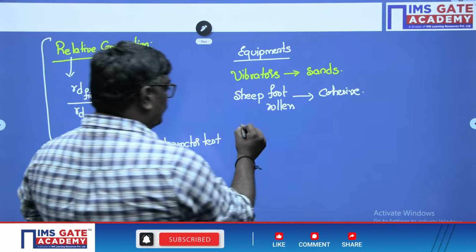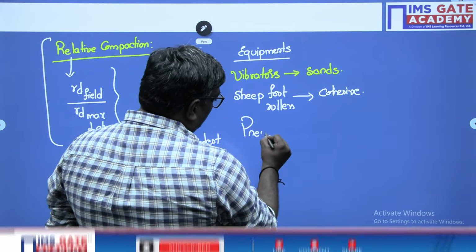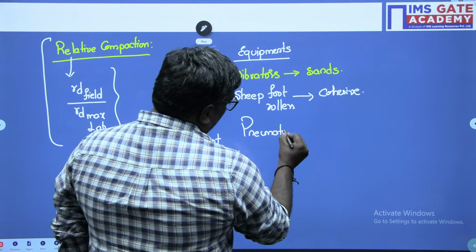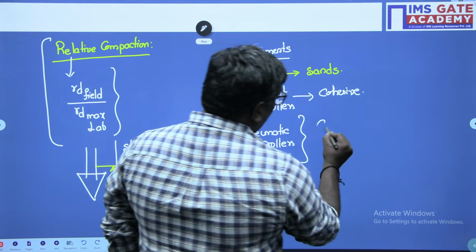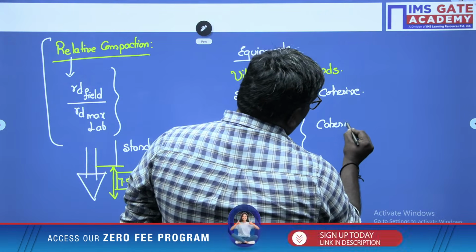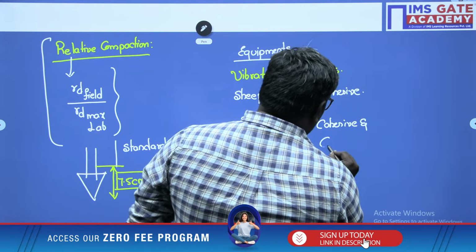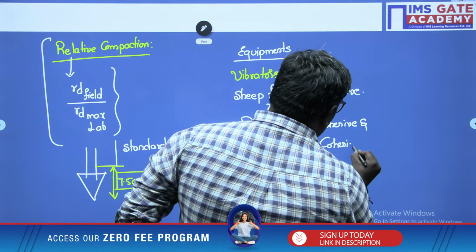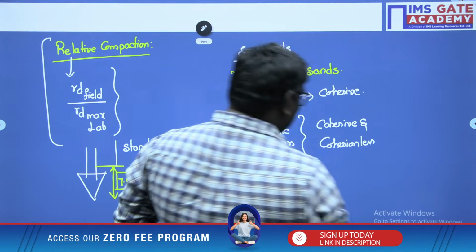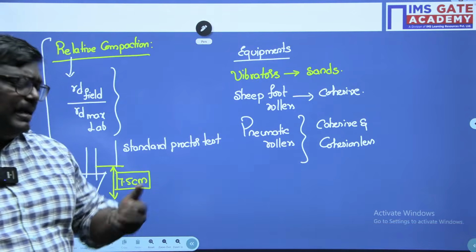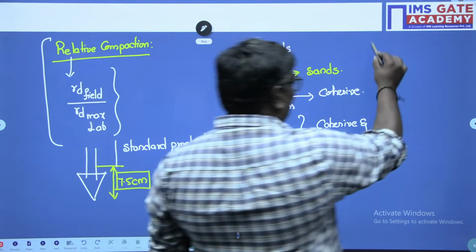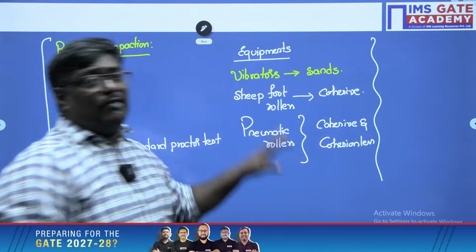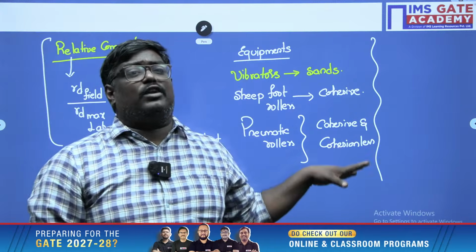Now similarly, if you talk about pneumatic rollers, these are useful for cohesive as well as cohesionless soils. Sir, remember always, cohesionless soils are nothing but gravel and sand. Cohesion, in a simpler way of understanding, is nothing but bond. Now, my dear students, you have discussed what are the equipments required for compaction.